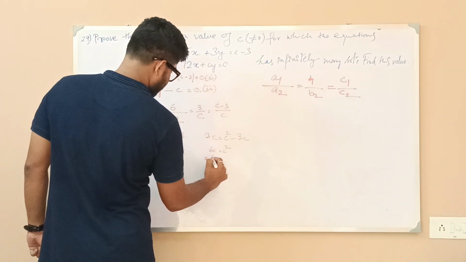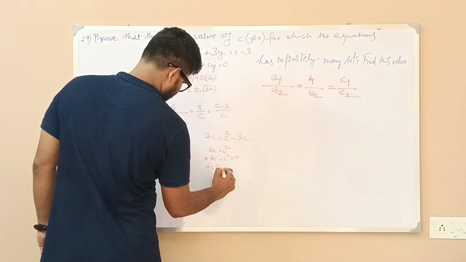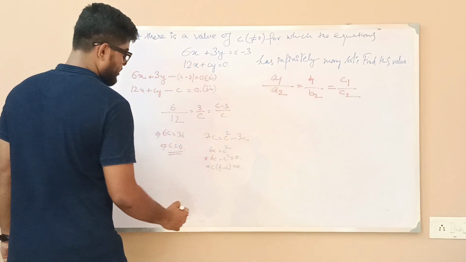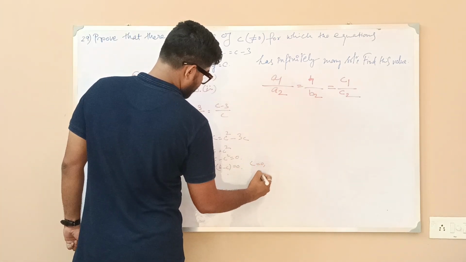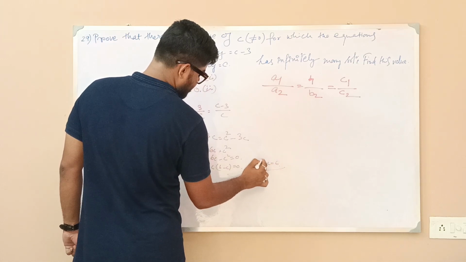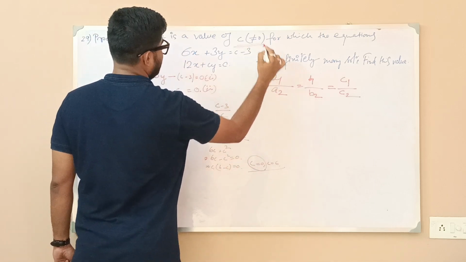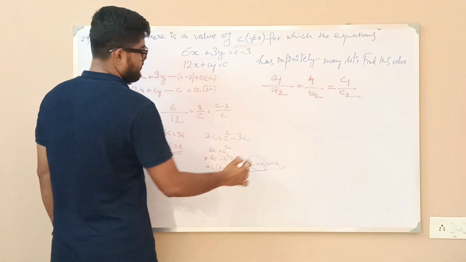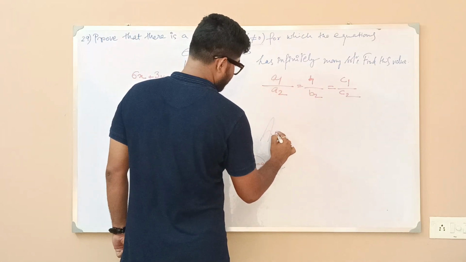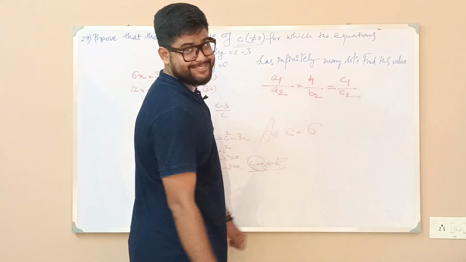So 6c - c² = 0. c will be taken as common. So the value of c is 0 once, 6 once, but this value cannot be taken because it's mentioned in the question that c cannot be 0. So the value of c will be 6. So we will write the answer over here. The value of c will be 6. It's clear to all of you?